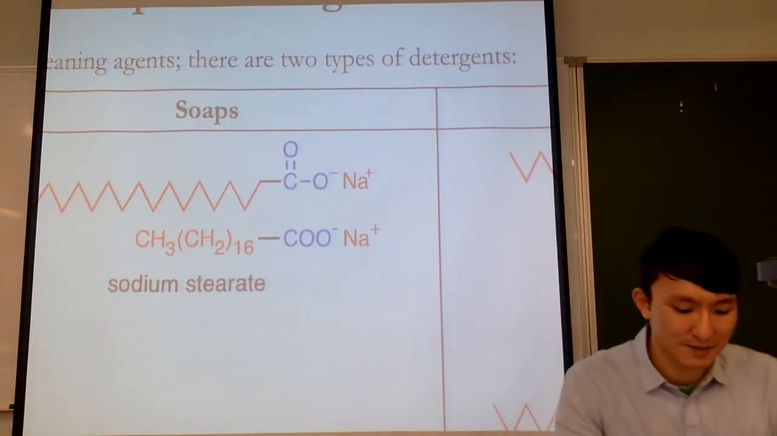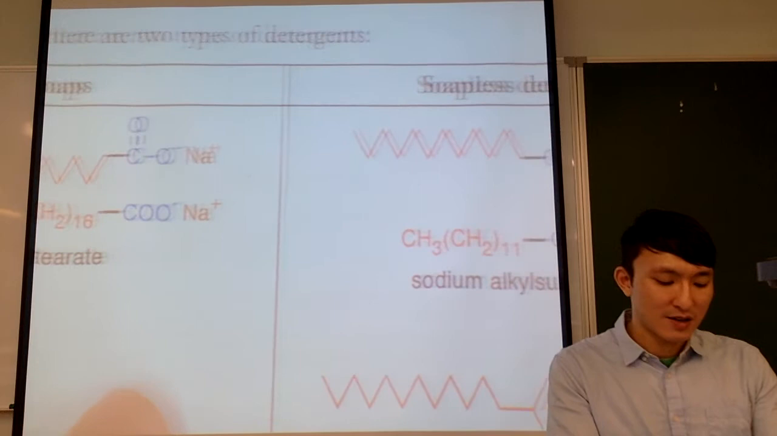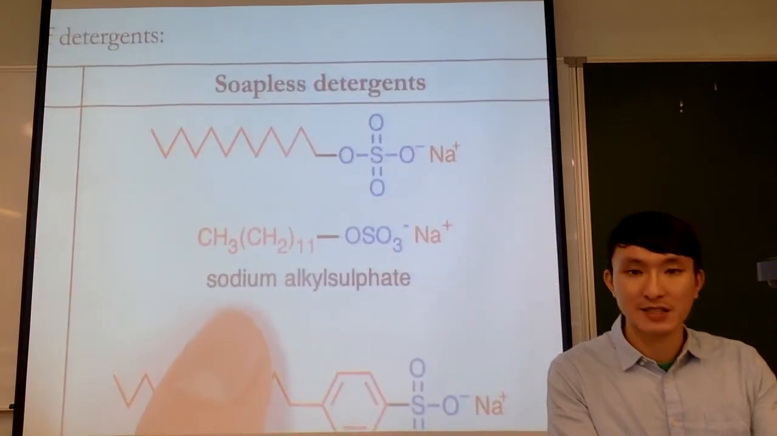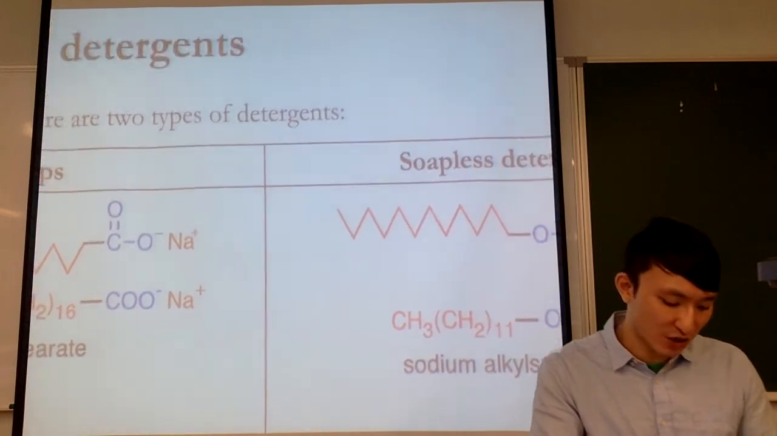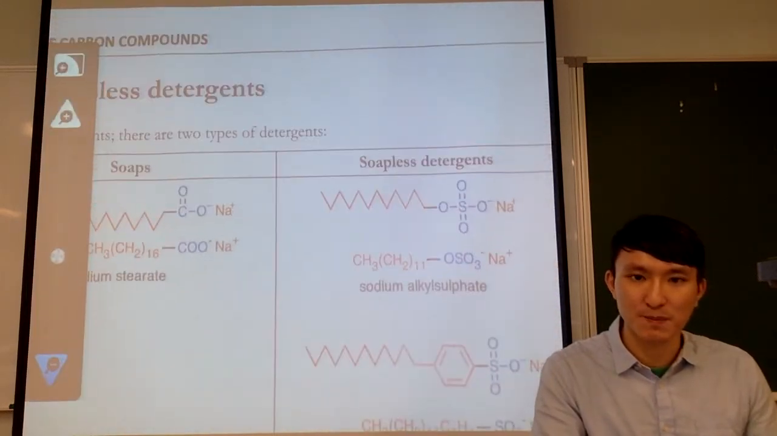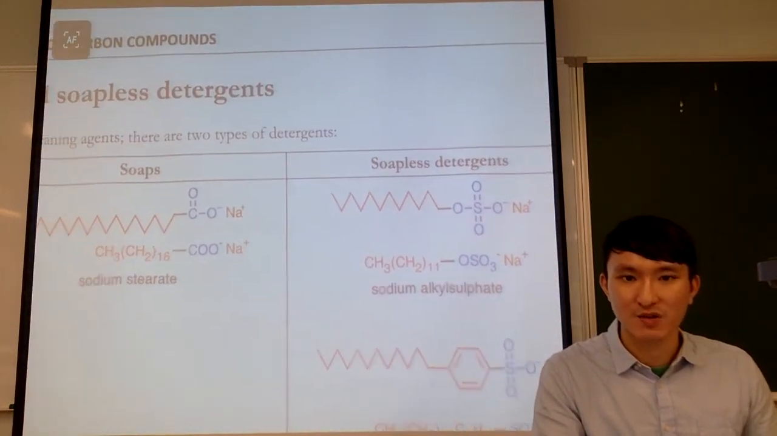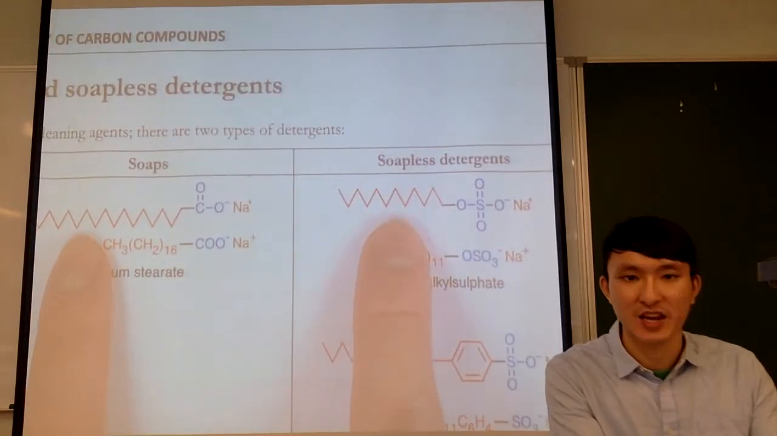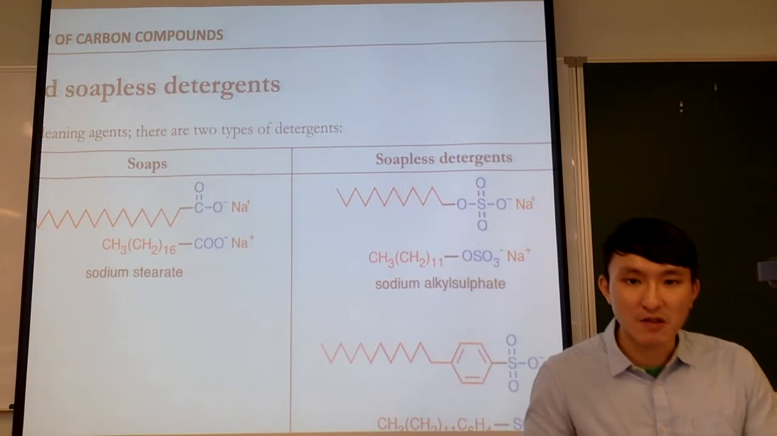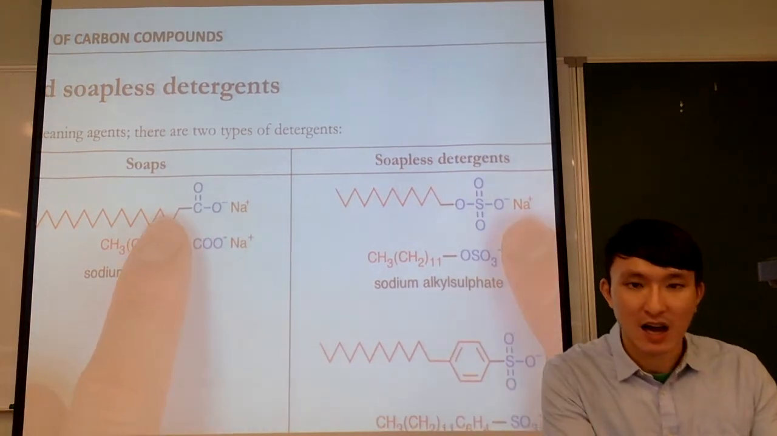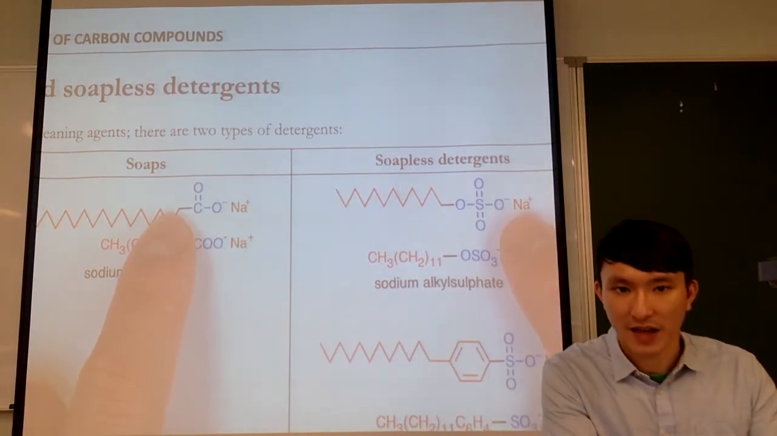So that's the idea. Now, if you look at the soapless detergent, you try to compare the structure between the soap and the soapless detergent. There is something very similar, which is the tail. Both of them have a very long hydrocarbon tail. The only difference is the ionic head.